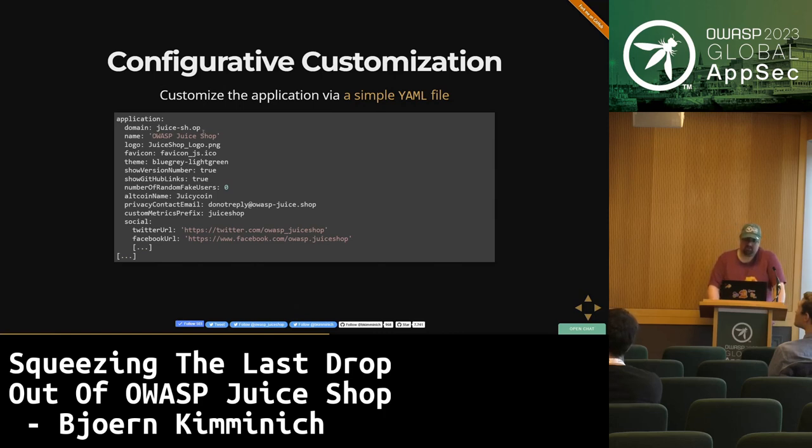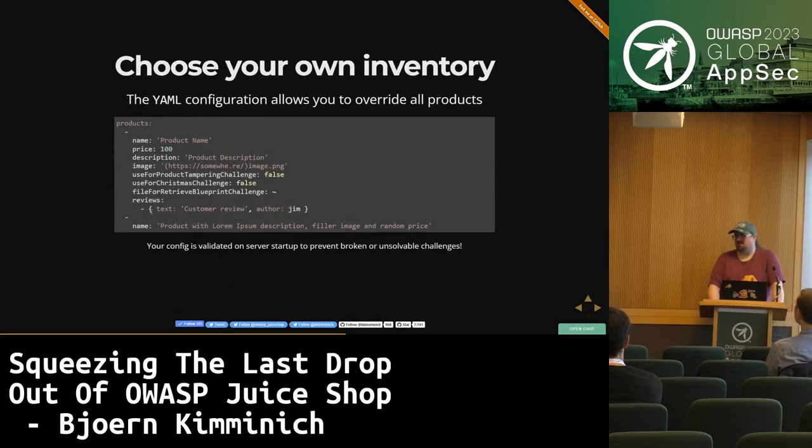And there's lots of stuff behind these three dots, right? So there's all kinds of properties you can override. You can even override, as you've seen in the screenshots, the complete inventory. So you can define what products should be shown, how much they should cost, and the image, which can be either a local image, or you can put in a URL, and then during startup it will download the file and put it into the application.